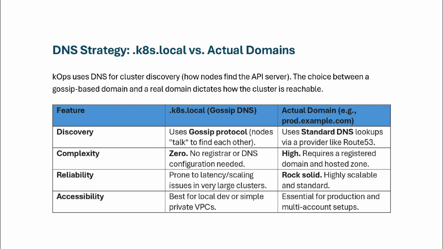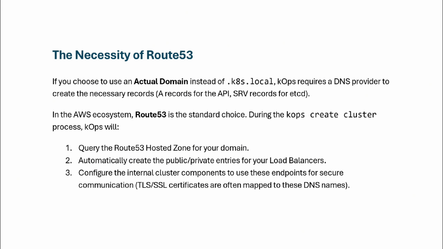After we confirm this information while performing tests and preparing our clusters in k8s.local, once we are sure that it is scalable and really great for production, then we can switch to an actual domain and provide production-ready clusters. Now, the necessity of Route 53. If we choose to use an actual domain instead of k8s.local, kOps requires a DNS provider to create the necessary records: records for the API and SRV records for etcd.